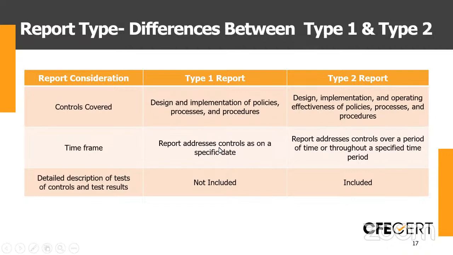As for time frame, type 1 is as on a specific date, and type 2 is for a certain time period or duration. Description of tests of controls and results is not included in type 1, and this is there in the type 2 report.